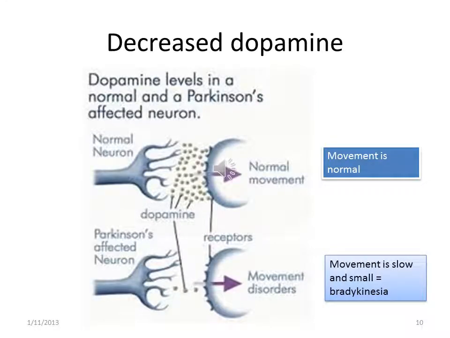Loss of dopamine produced by neurons in the substantia nigra in the condition called Parkinson's produces slow, small movements, and the term that we use to describe those slow, small movements is bradykinesia.